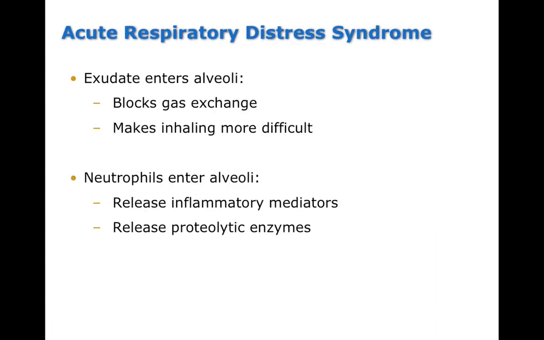So for acute respiratory distress syndrome, this can actually be a consequence of shock. And this occurs when exudate enters the alveoli and blocks gas exchange, which makes inhaling more difficult. This comes as a result of things like pulmonary congestion. In fact, what's also interesting here is that neutrophils can enter the alveoli. They can release inflammatory mediators and proteolytic enzymes that can actually cause long-term damage to your lung tissue as a consequence of shock.